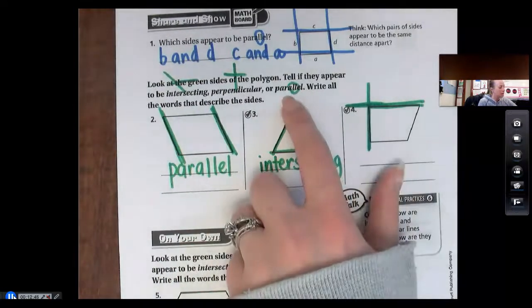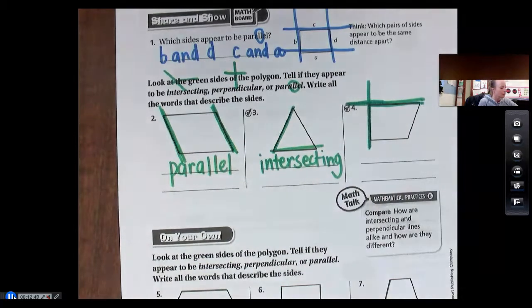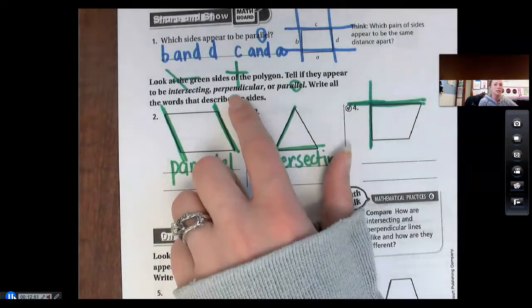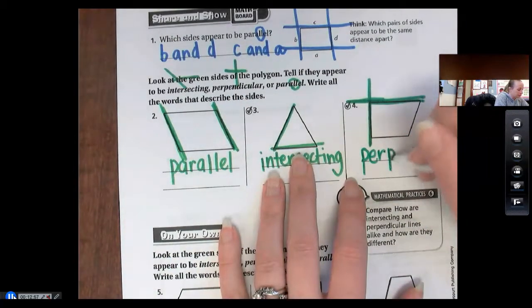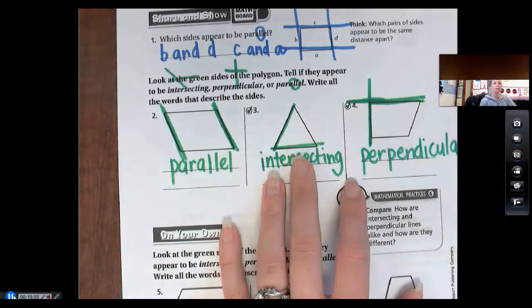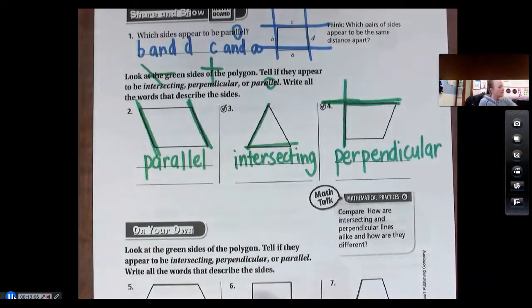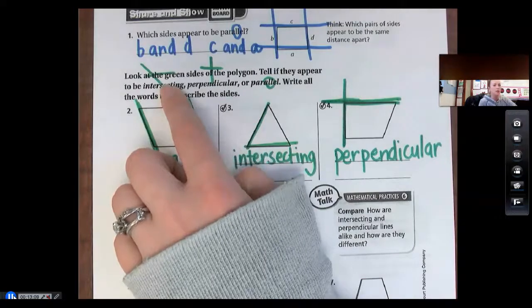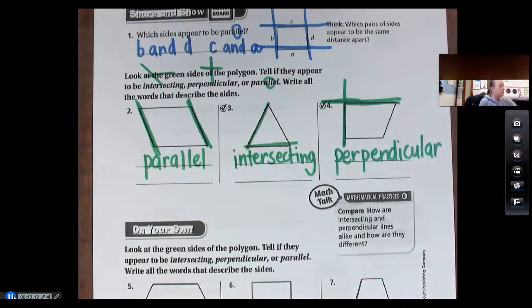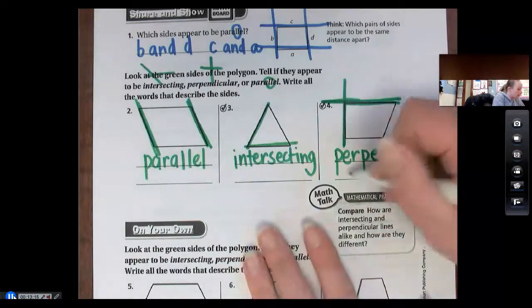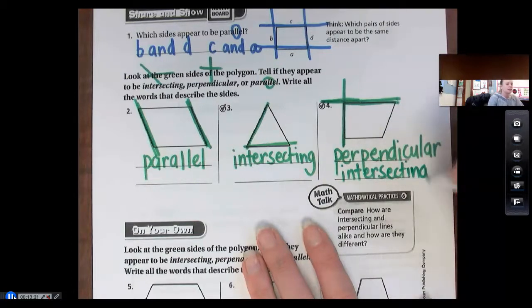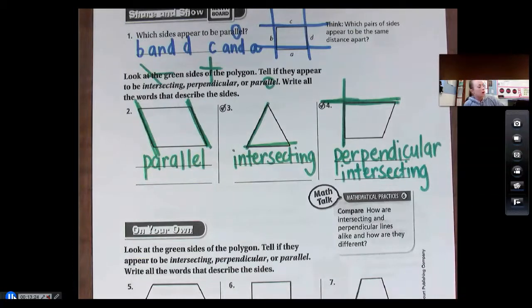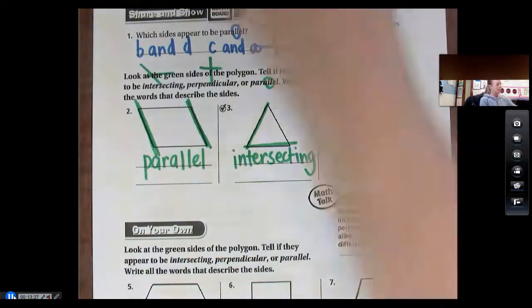Well, they're definitely not parallel. Those lines are touching. They're crossing. Well, did they make a perfect T? Yes, I see a perfect T. Those lines are perpendicular. Well, are they intersecting? Did they cross? Did those lines cross? Yes, they also crossed. If I pick perpendicular, I must also pick intersecting because perpendicular lines are intersecting lines. Please pause the video, write those down, and when you are ready, please press play.